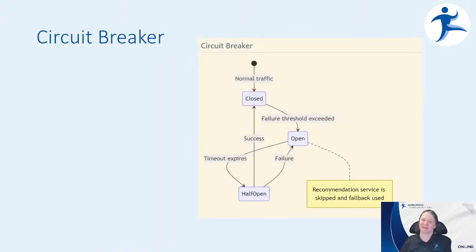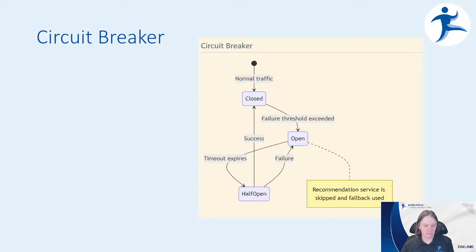So here's our circuit breaker that I was mentioning earlier. I told you it would be back. So with our circuit breaker, we have normal traffic hitting, which is fine. And then we're hitting our recommendation service, and it fails, so then we need to close the circuit.